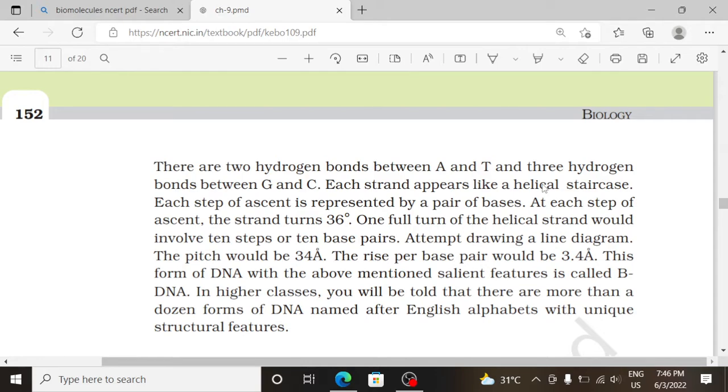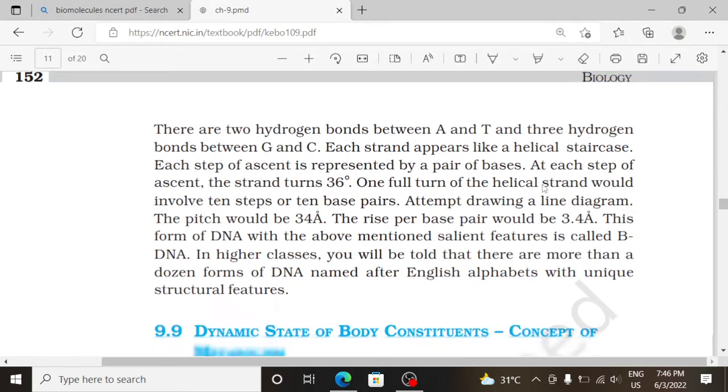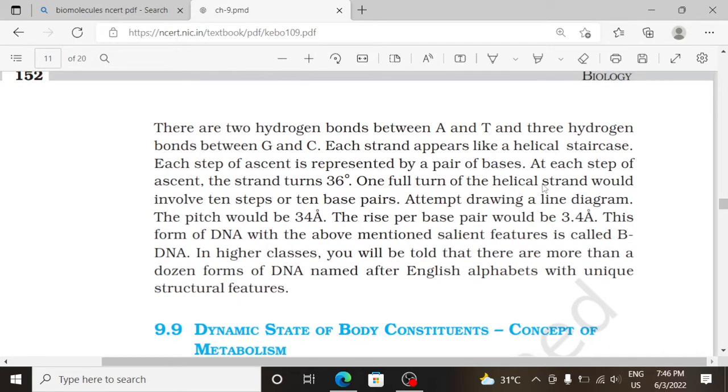There are 2 hydrogen bonds between A and T and 3 hydrogen bonds between G and C. A and T means what? Adenine and thymine. 2 hydrogen bonds between adenine and thymine and 3 hydrogen bonds between guanine and cytosine. Each strand appears like a helical staircase. Each step of ascent is represented by a pair of bases. At each step of ascent, the strand turns 36 degrees. One full turn of the helical strand would involve 10 steps or 10 base pairs.